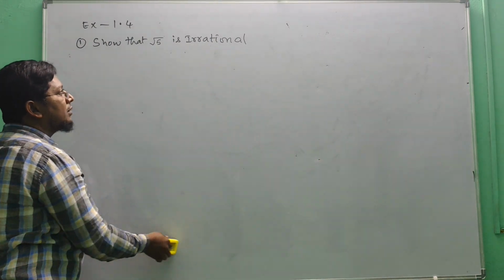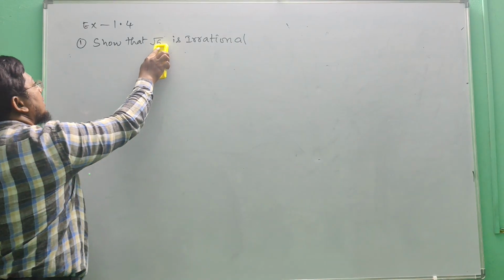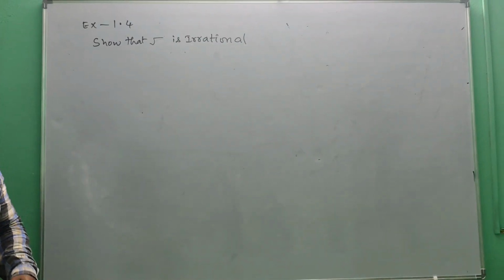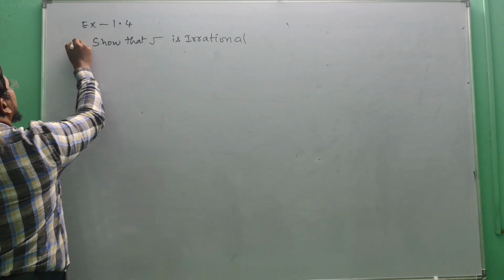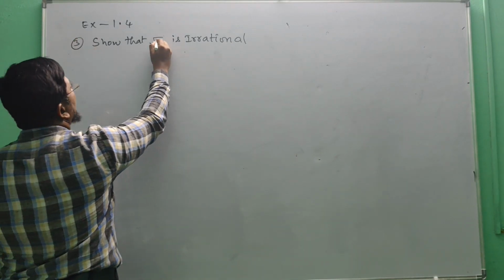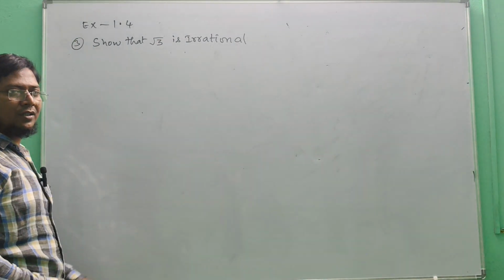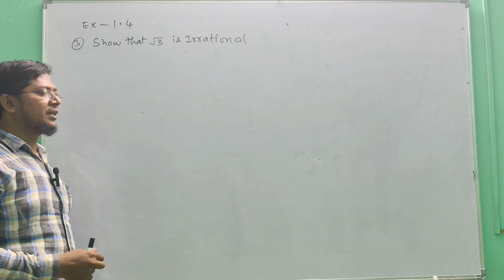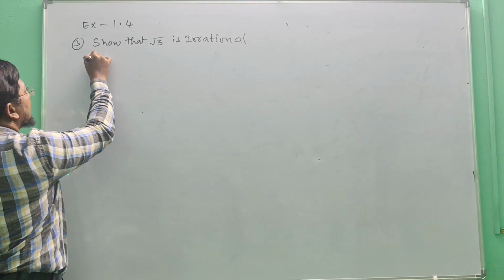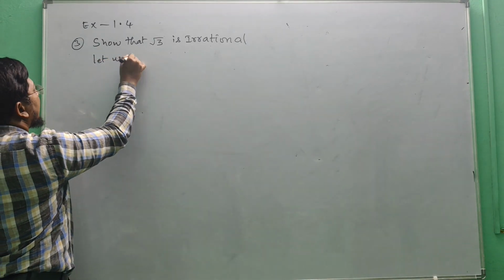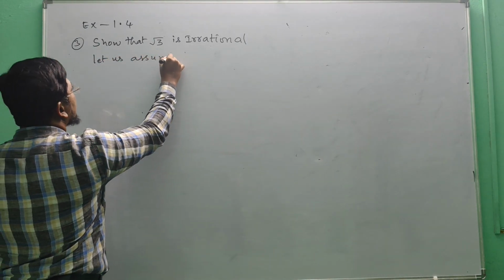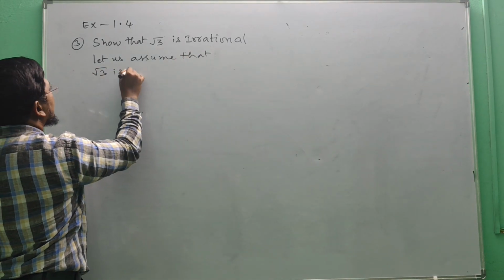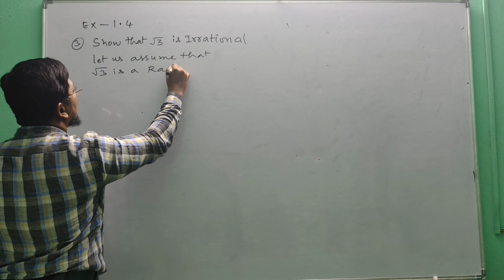Now we have a third question. Show that root 3 is irrational. Okay, we have to follow the same steps. The first one, very good. Let us assume that root 3 is rational.